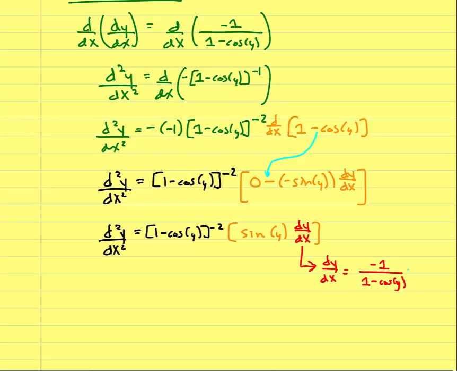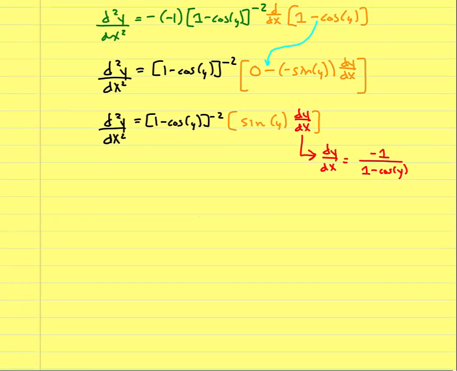Let me double check, make sure that's right. Negative 1 over 1 minus cosine y. Yep, that's right. So I'm going to substitute that in. So let's go ahead and keep writing and simplifying. d squared y dx squared. And I think I'm going to flip this now.